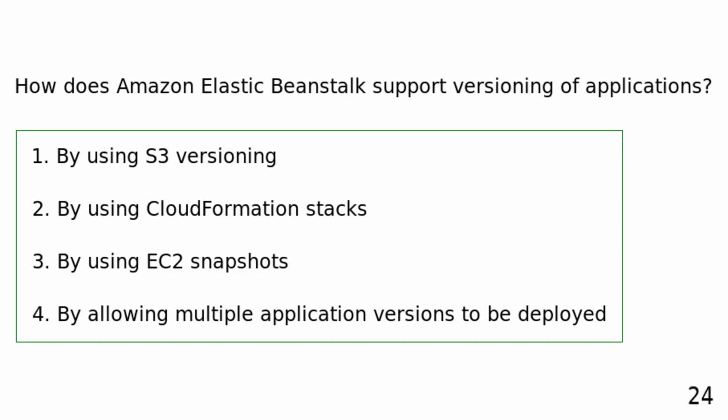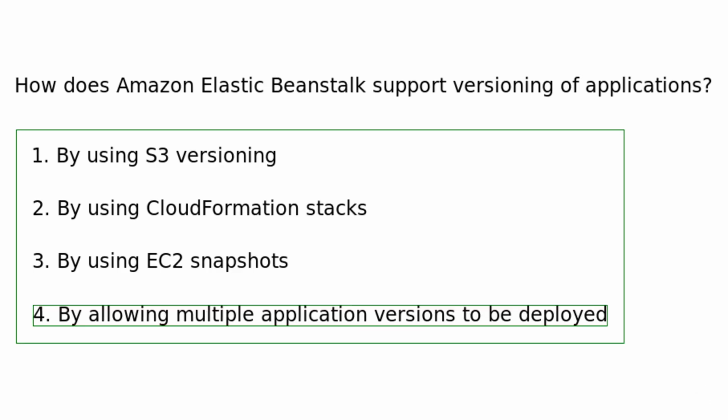How does Amazon Elastic Beanstalk support versioning of applications? By using S3 versioning. By using CloudFormation stacks. By using EC2 snapshots. By allowing multiple application versions to be deployed. Elastic Beanstalk supports versioning by allowing multiple versions of an application to be deployed and managed.